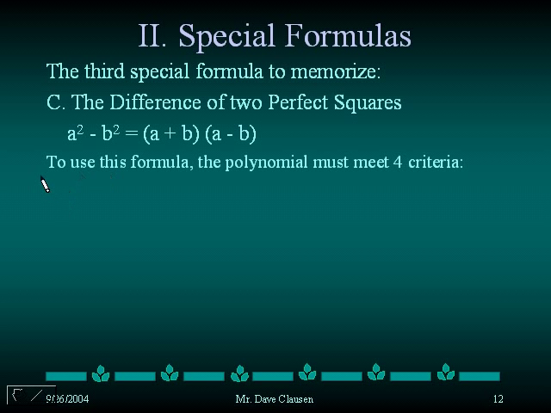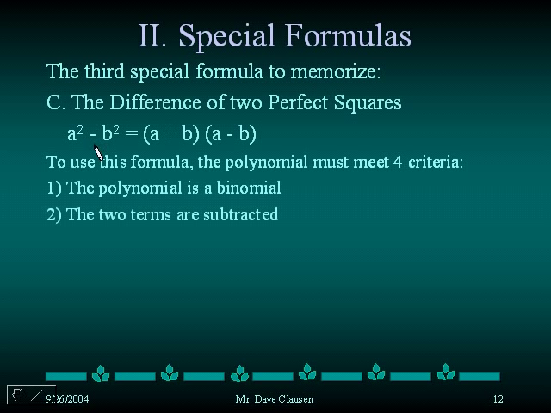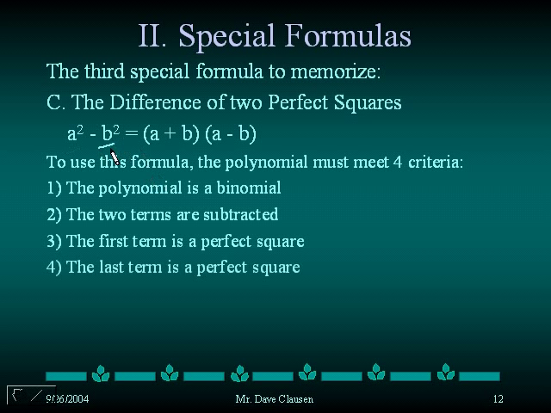So there's four things we're going to look for. First of all, we're checking to see that it's a binomial. Secondly, that we're subtracting these two terms. It does not, and I repeat, does not work if it's not subtraction. If it's addition of those two terms, it will not work. Third, first term has to be a perfect square. And fourth, last term has to be a perfect square.